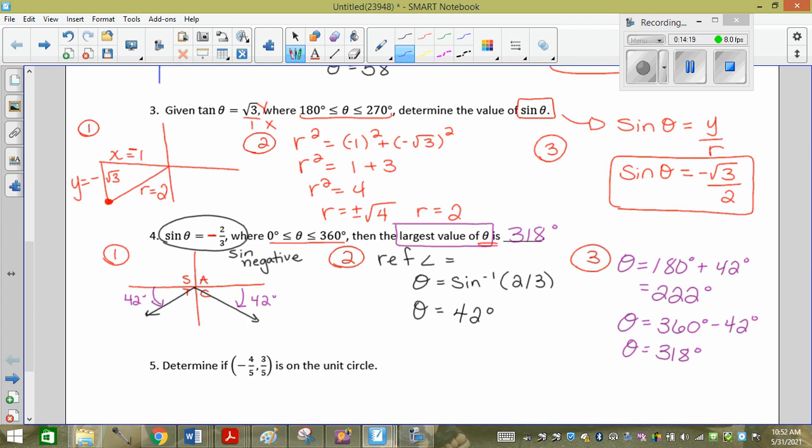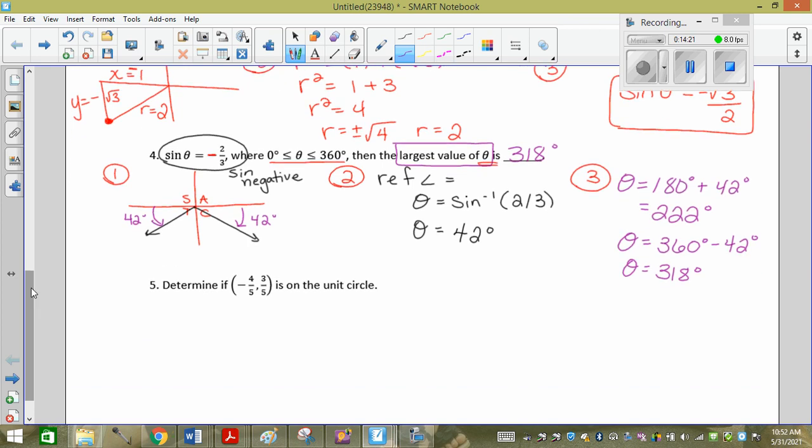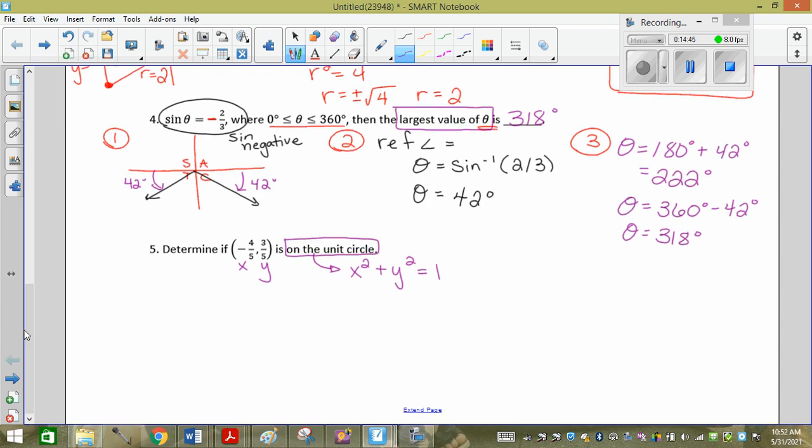So, number 5. Determine if this point is on the unit circle. What's the most important part of that? On the unit circle, right? If it says on the unit circle, I told you to highlight it or underline it. And we're going to go x squared plus y squared must equal 1. And this is my x, and this is my y. And then I just plug it in.